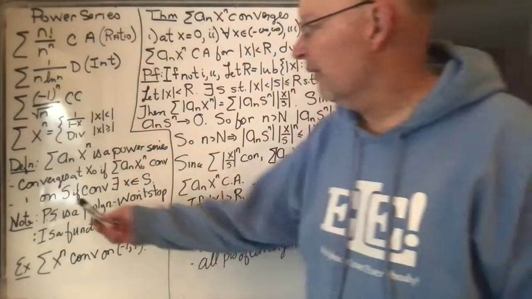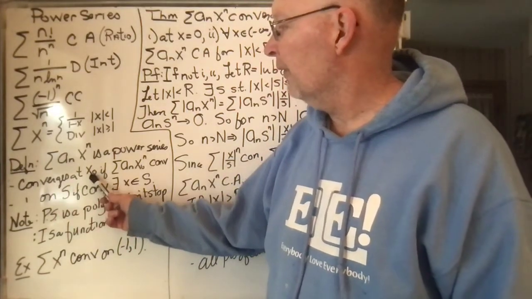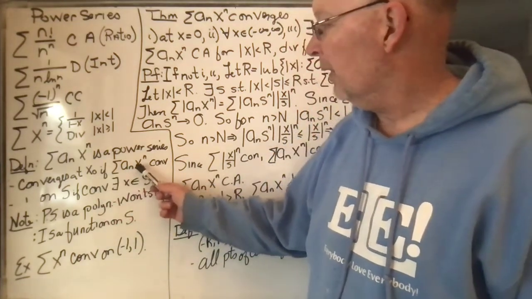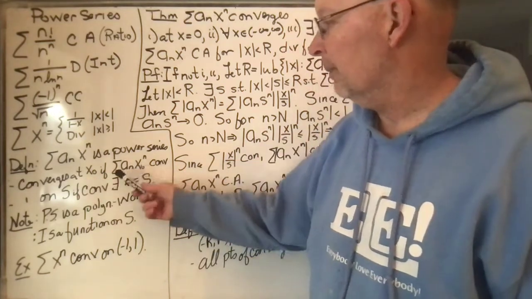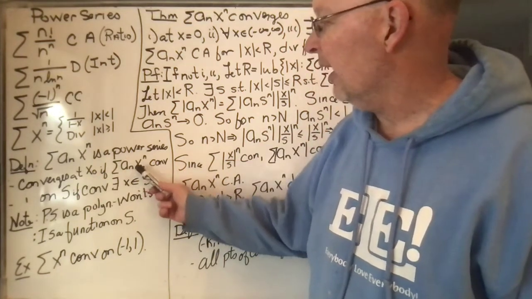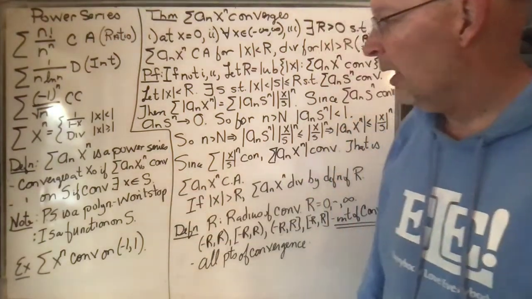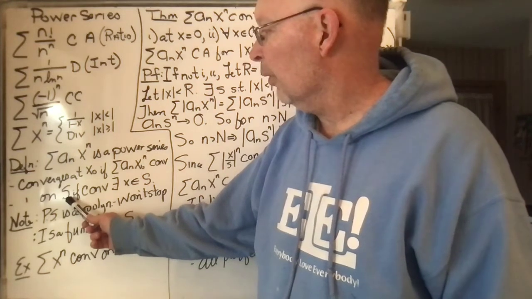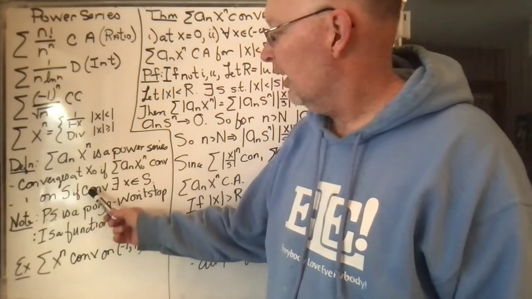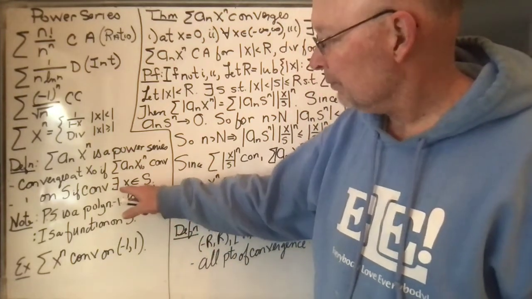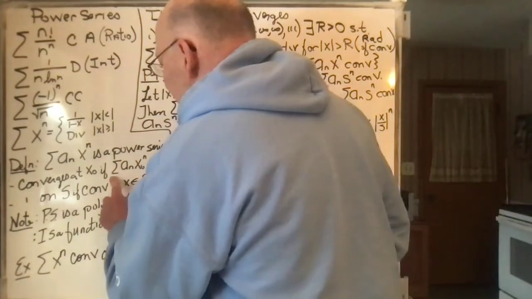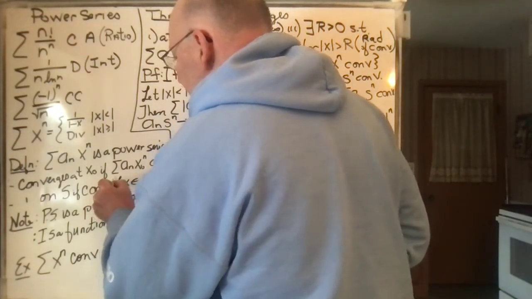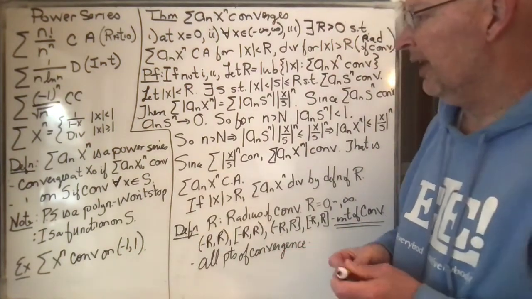And a power series converges for a particular value of x. I called it x naught. We say it converges if, as you'd expect, when you stick x naught in there, the series converges. And it converges on a whole set. In this case, we called it S. If it converges, for all, that's the math symbol for all, x in that set.